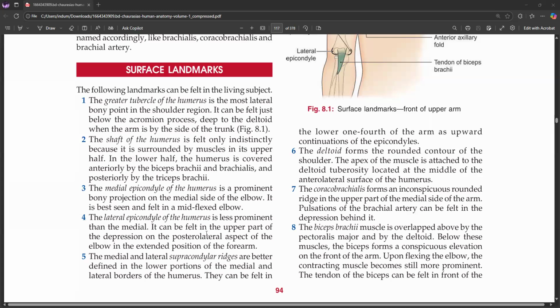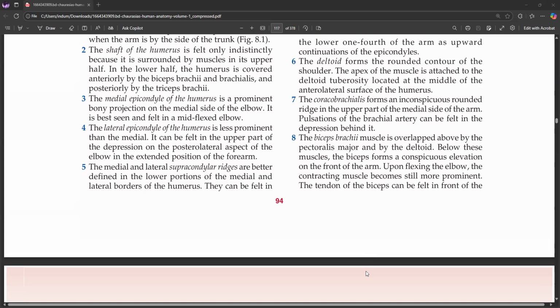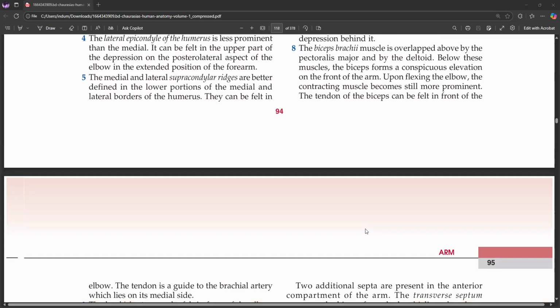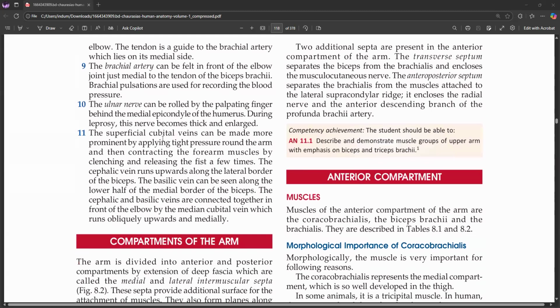Number 8. The biceps brachii muscle is overlapped above by the pectoralis major and by the deltoid. Below these muscles, the biceps forms a conspicuous elevation on the front of the arm. Upon flexing the elbow, the contracting muscle becomes still more prominent. The tendon of the biceps can be felt in front of the elbow. The tendon is a guide to the brachial artery, which lies on its medial side.